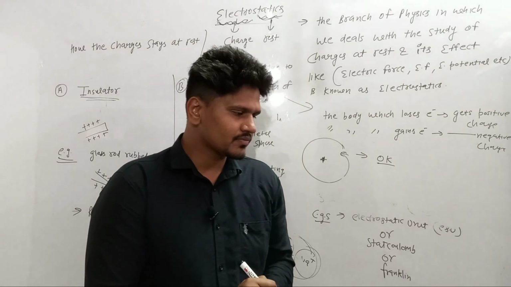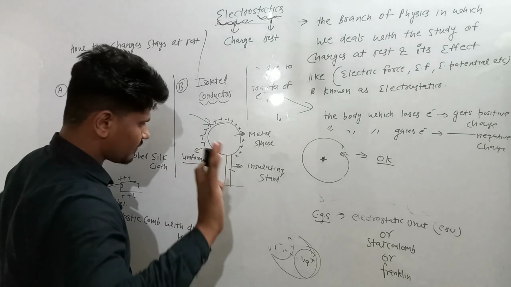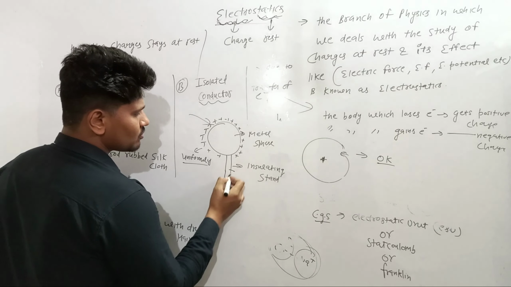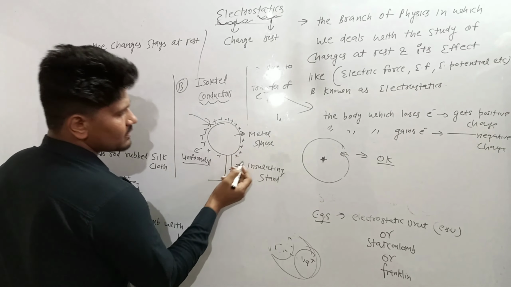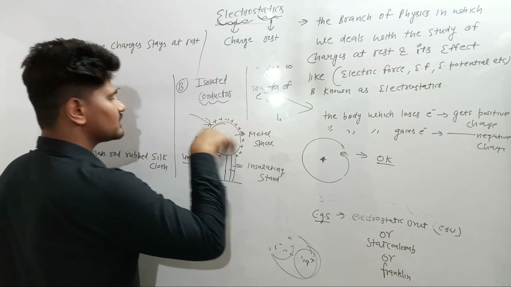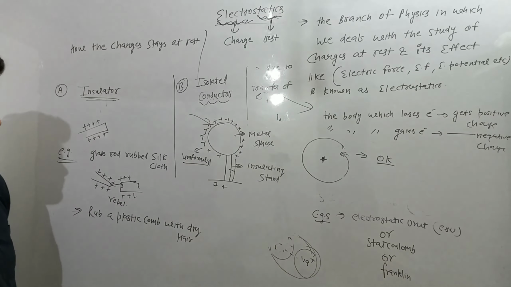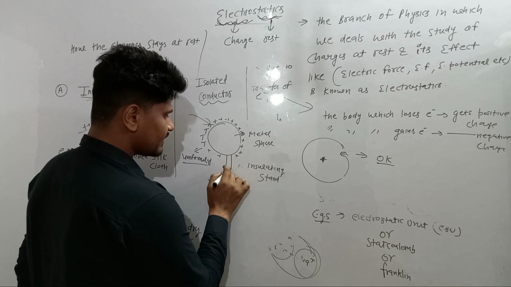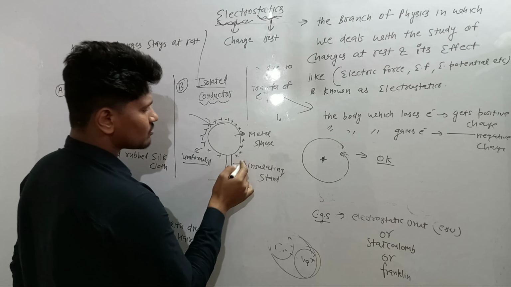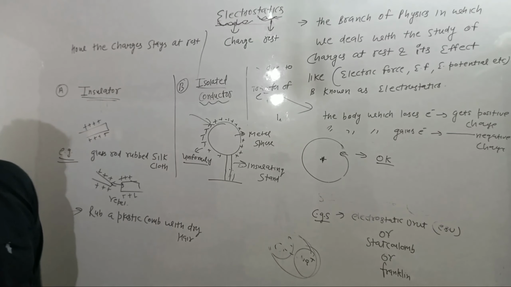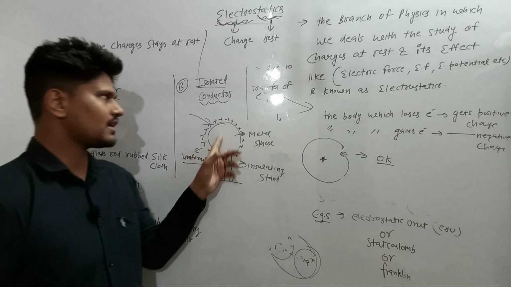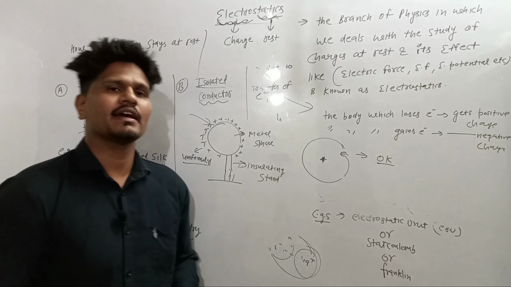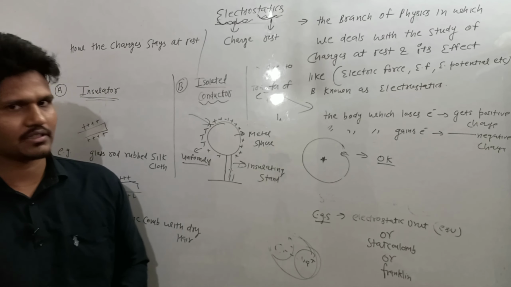Let me take another example. If this is not an insulating material, so the conductor is not isolated, the charge will go to the ground and the charge will finish. So you have to use the insulating stand and the isolated conductor, so that the charge does not go to the ground. Whenever you give charge to an isolated conductor, the charge will spread uniformly over the surface of that conductor, and it will eventually come to rest.